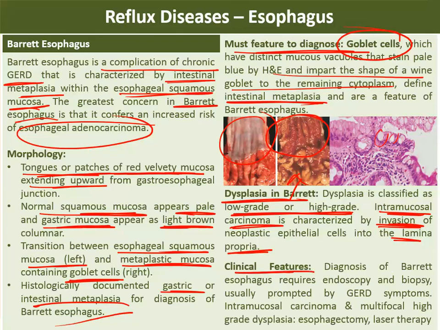For diagnosis, you have to do endoscopy and biopsy to diagnose this condition. And remember, whenever you take a biopsy, see the report we are sending. We use 3 terms: simple Barrett's esophagus, Barrett's esophagus with dysplasia, and Barrett's esophagus with intramucosal carcinoma. All these 3 have different management.